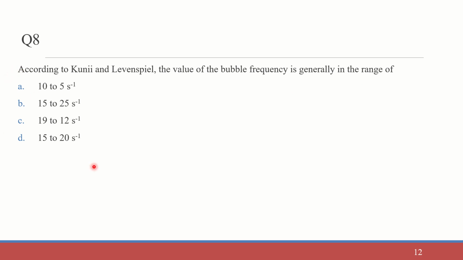They propose an equation, and after fitting the numbers, the answer we arrive at is option C, that is 19 to 12 per second. So again this is directly from the concept. You would be aware of the answers by now. So the answer is option C, 19 to 12 per second. Now let us go to question 9.